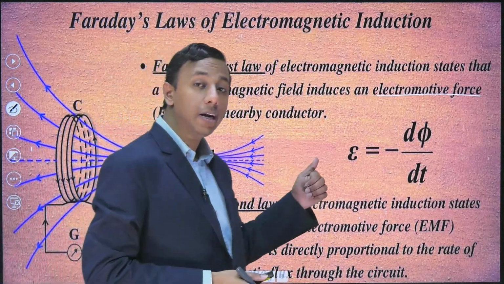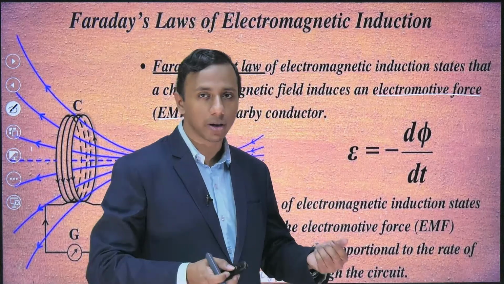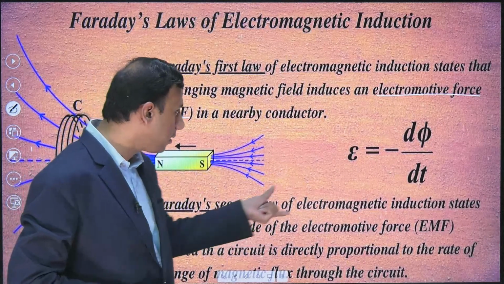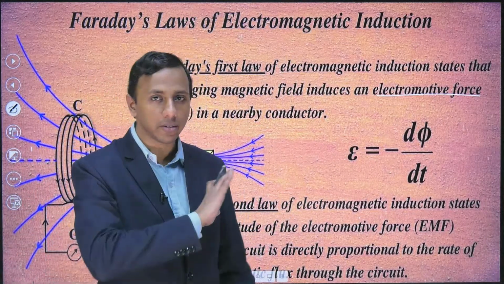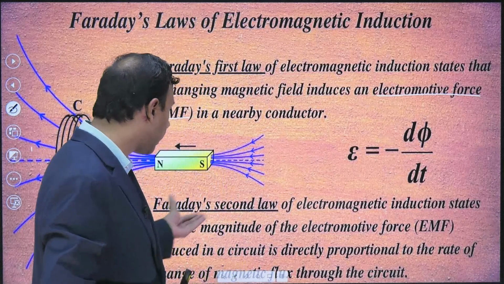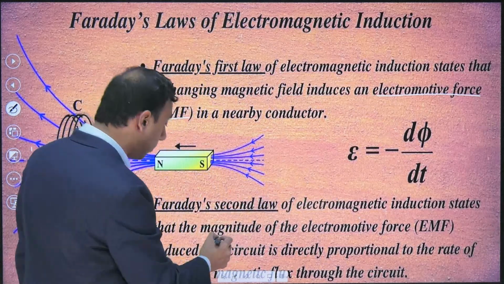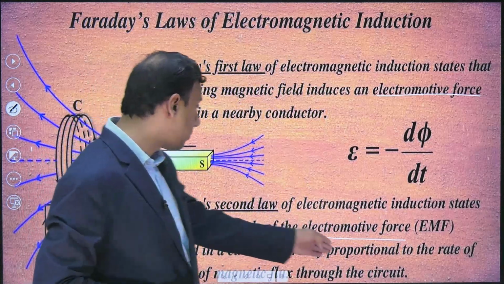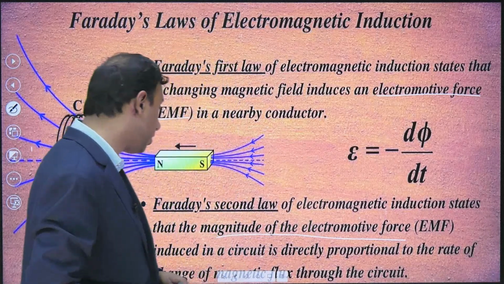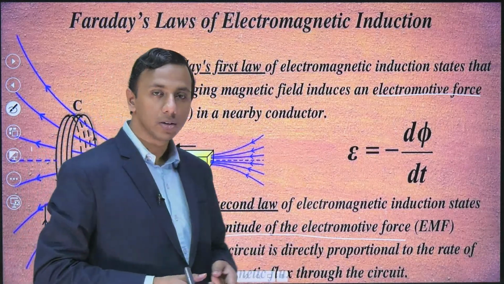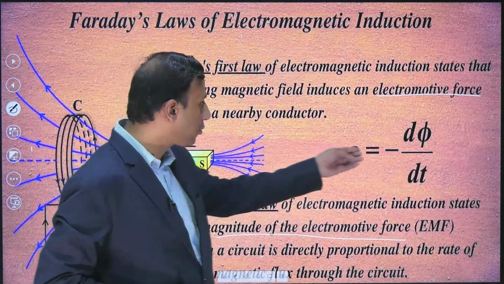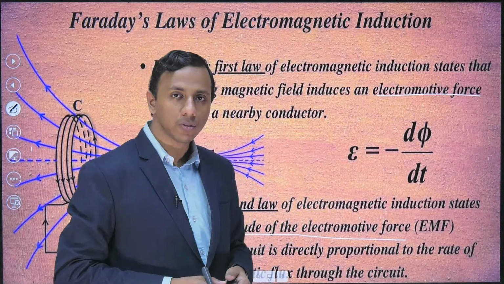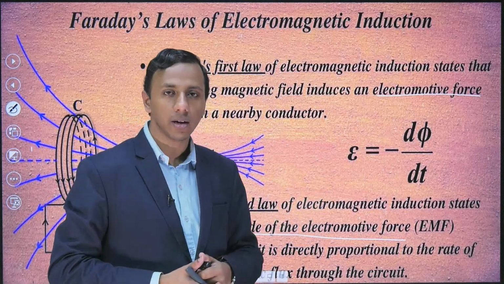And Faraday's second law had given you the formula for it. First law was just a simple statement. Second law details, until now we have not reached Lenz law, by the way. The second law states that the magnitude of EMF is directly proportional to the rate of change of magnetic flux through the circuit. Removing the proportionality, the EMF that is induced is equal to minus d phi by dt.